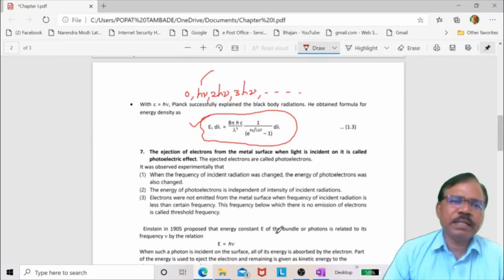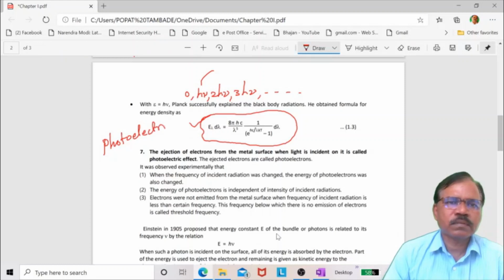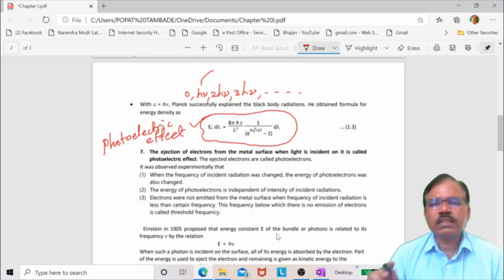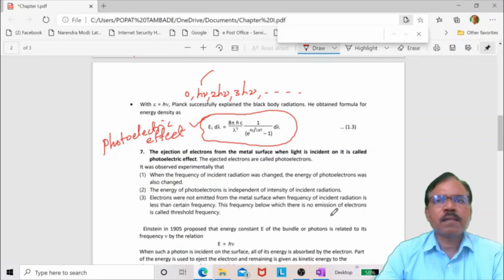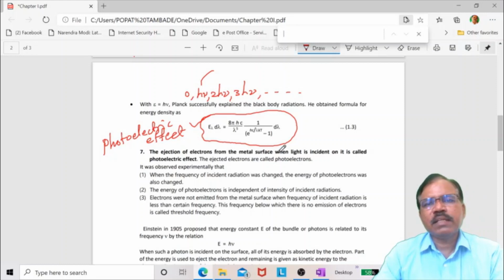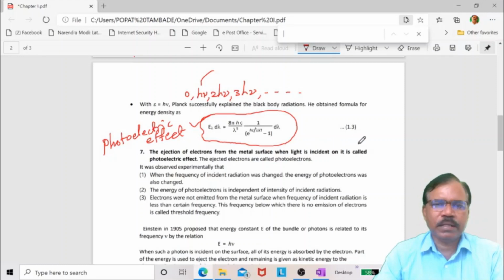Next famous experiment is the photoelectric effect. The ejection of electrons from the metal surface when light is incident on it is called the photoelectric effect. The ejected electrons are called photoelectrons.